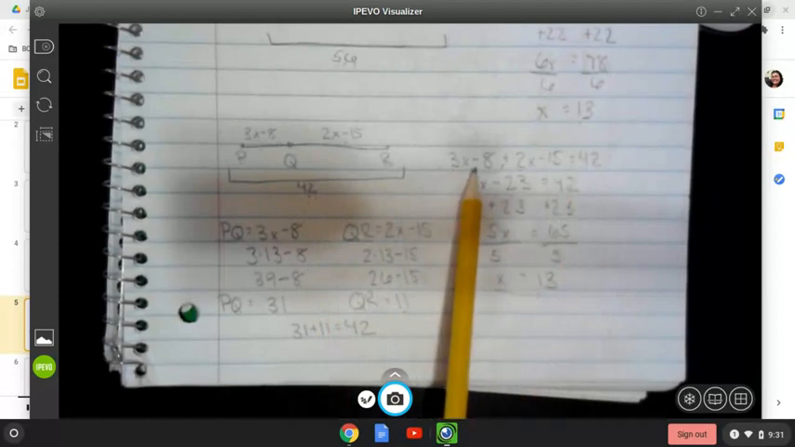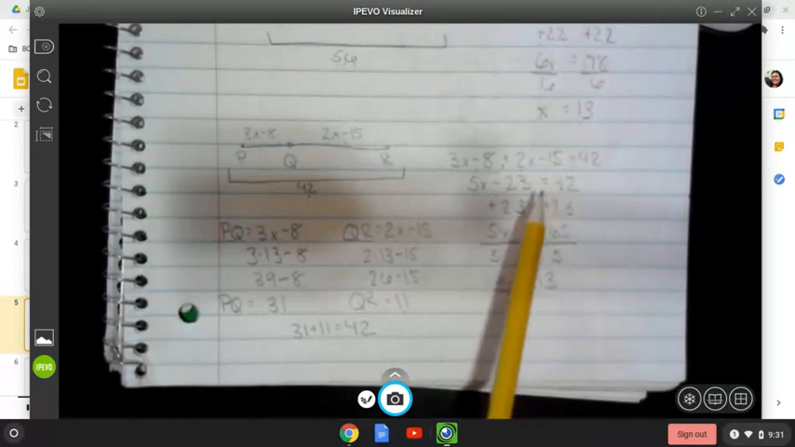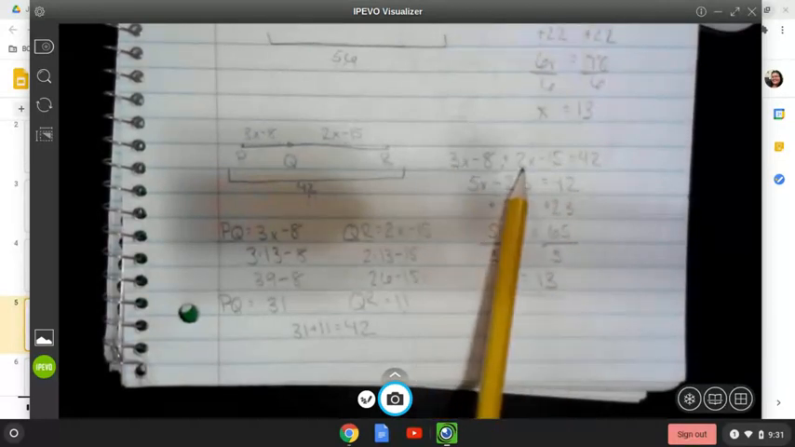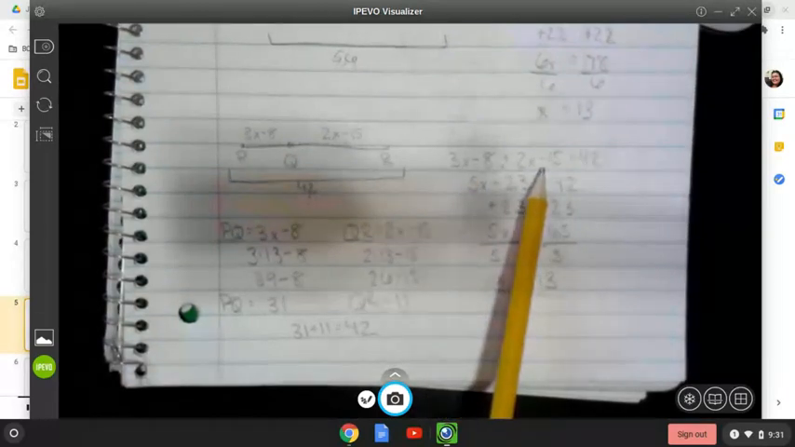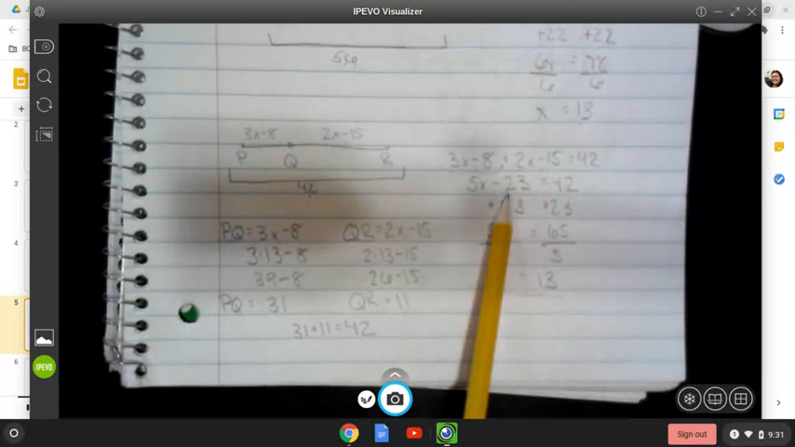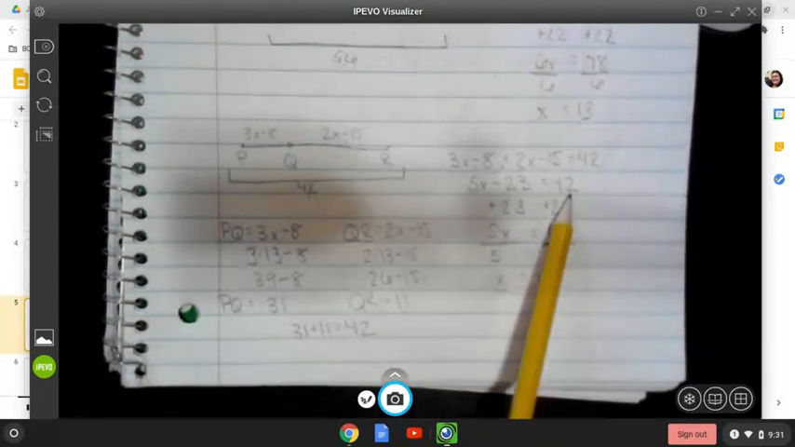So we have 3x minus 8 plus 2x minus 15 equals 42. Well, that's a bunch. So let's simplify. 3x plus 2x is 5x, and negative 8 plus negative 15 is negative 23. So simplified, it looks a lot easier, more manageable: 5x minus 23 equals 42.